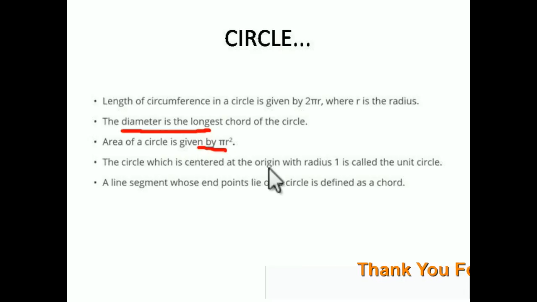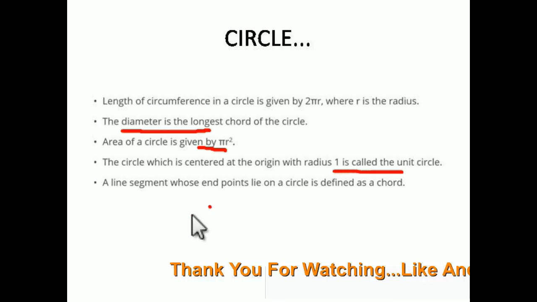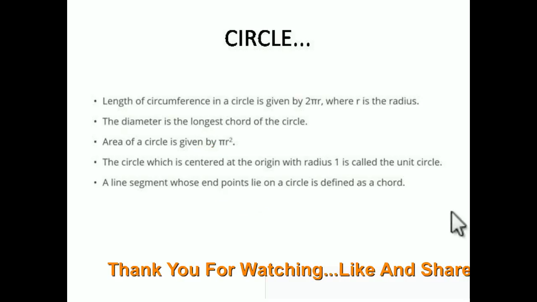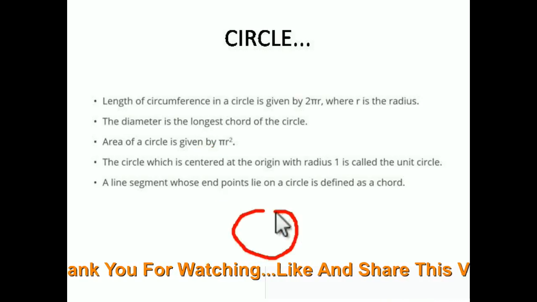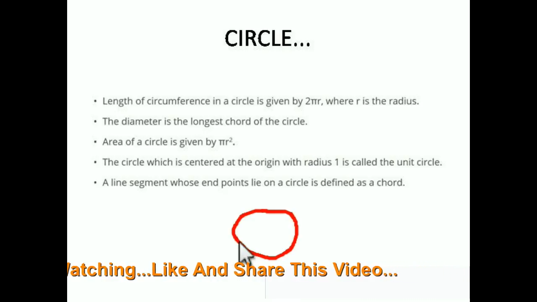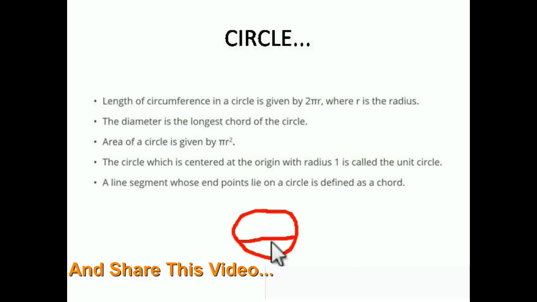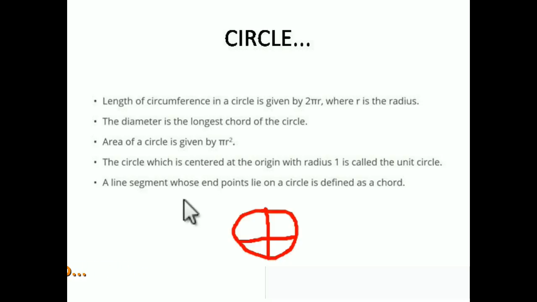A circle which is centered at the origin with radius 1 is called the unit circle, and a line segment whose endpoints lie on the circle is defined as a chord. So if you have any circle like this, and you draw any line segment with endpoints on the circle, like this point and this point, this is known as a chord. The longest chord of the circle is known as the diameter, and the diameter passes through the center. This is very basic stuff. We learn this in the 8th and 10th standard, but still I'm going to cover it to make a complete note on the circle.